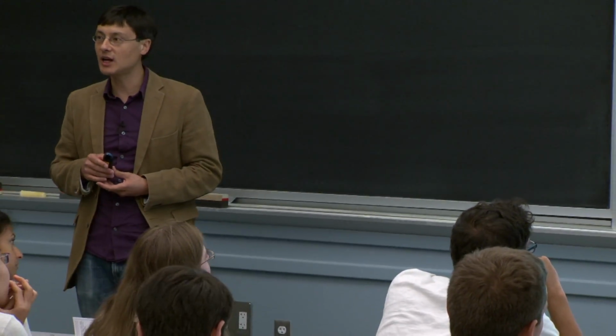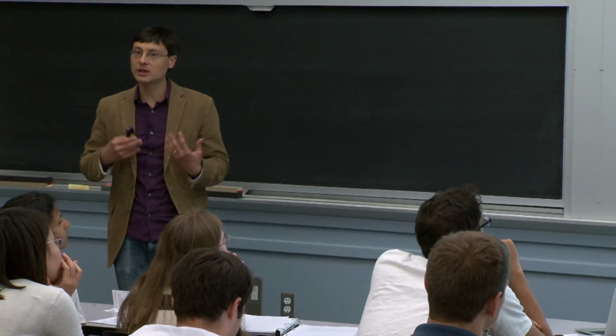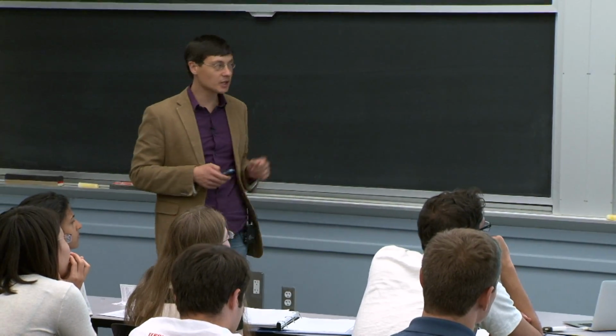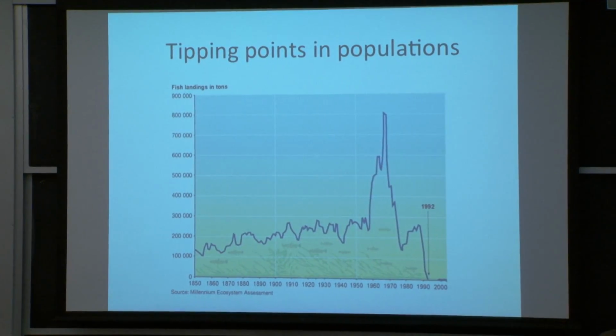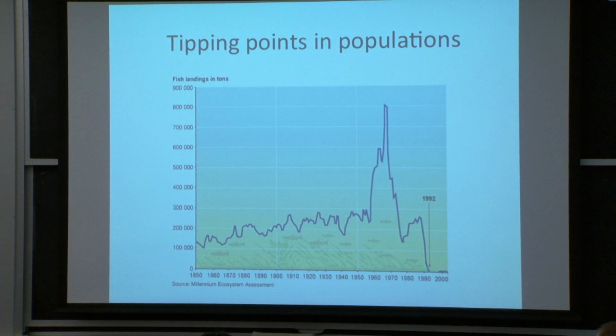Towards the end of the class, we'll try to think about some real ecological phenomena. In particular, we're going to have one lecture where we talk about tipping points in populations. It's a theme that my group, for example, has been very excited about recently. This here is data from the Newfoundland cod fishery, and it's an example of how many natural populations can collapse suddenly and catastrophically in response to deteriorating environmental conditions.